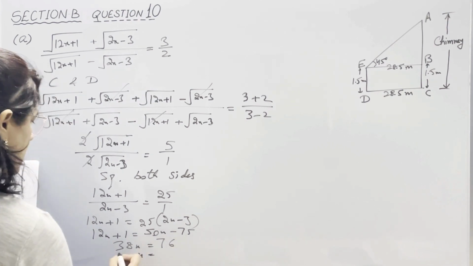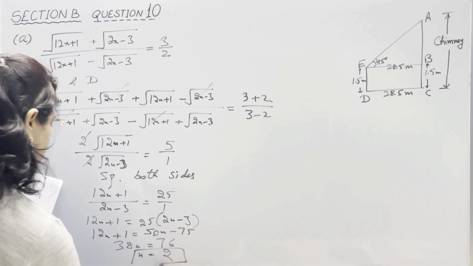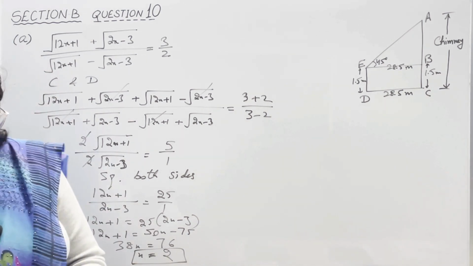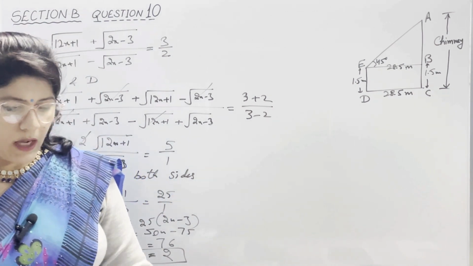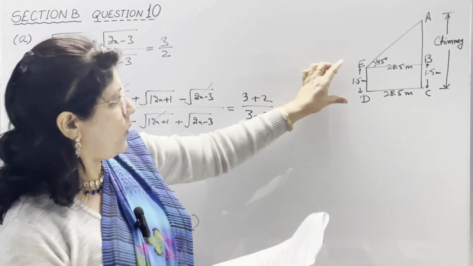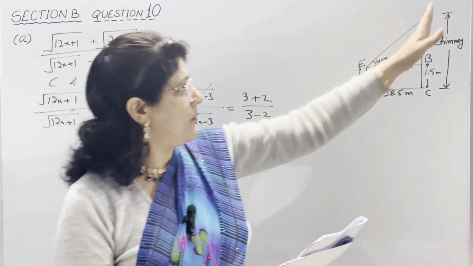So x is equal to 76 divided by 38. It means 2. So the value of x is equal to 2 after solving this equation with the help of componendo and dividendo. Now in B part, an observer 1.5 meter tall is 28.5 meter away from a chimney.